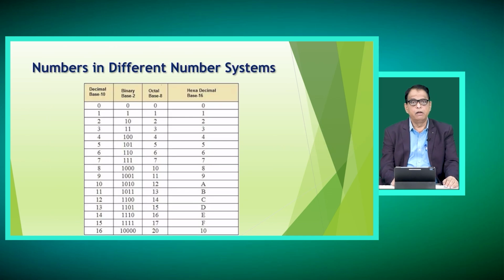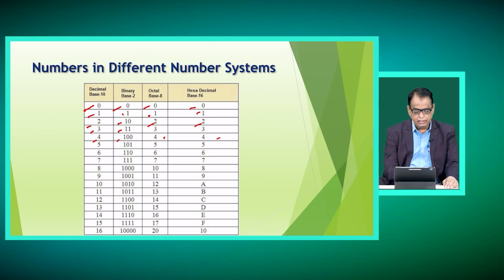So these are the different numbers in the different number systems. The decimal 0 is the same as binary 0, octal and hexadecimal. 1 is the same everywhere. 2 in binary is represented as 10, while in octal and hexadecimal it remains the same. 3 is represented as 11. Then 4 is represented in binary as 100, while in octal and hexadecimal it remains the same. Up to 7 the numbers are the same in octal. After 7 we have 10 in octal, and up to 9 the numbers in decimal and hexadecimal are the same.